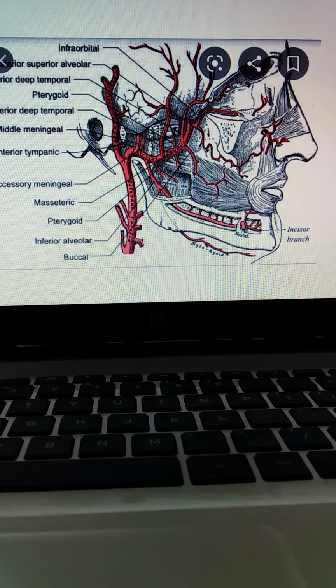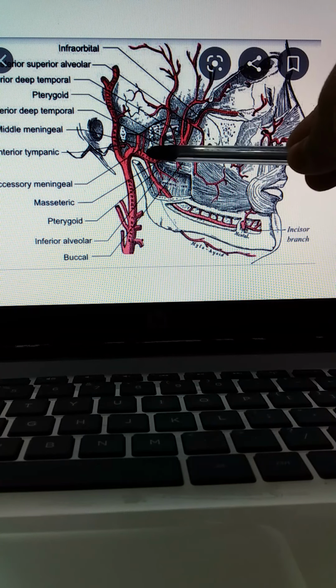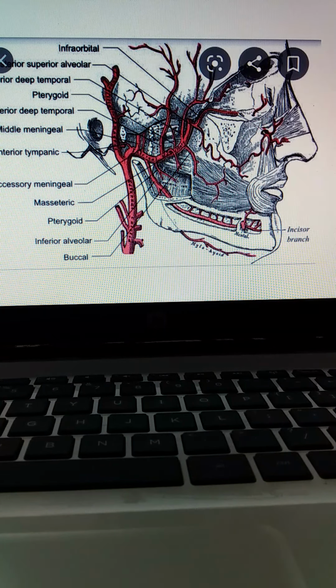How can we make out whether this is the middle meningeal artery or not? You can recognize the middle meningeal artery. This is your middle meningeal artery as it passes between the two roots of the auriculotemporal nerve. Then it enters the skull.